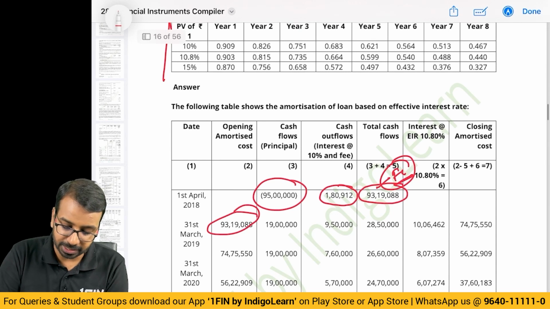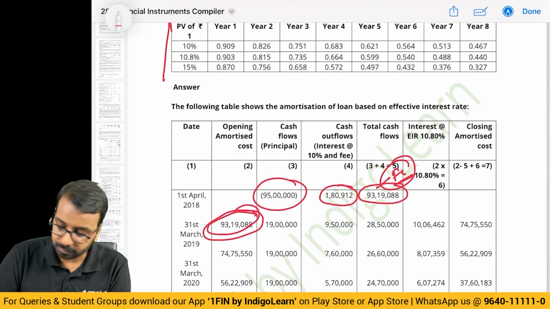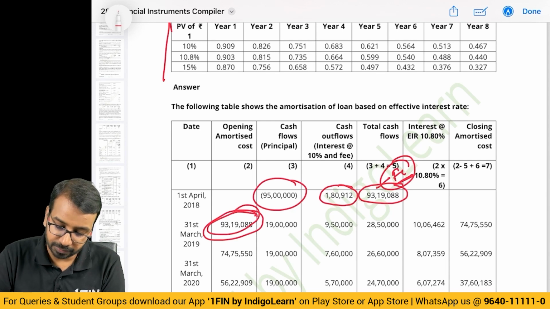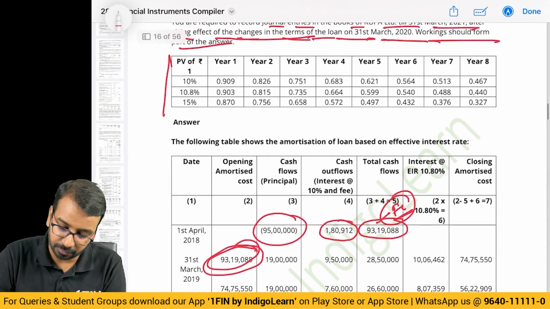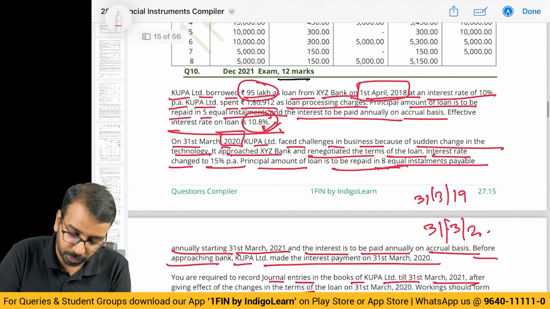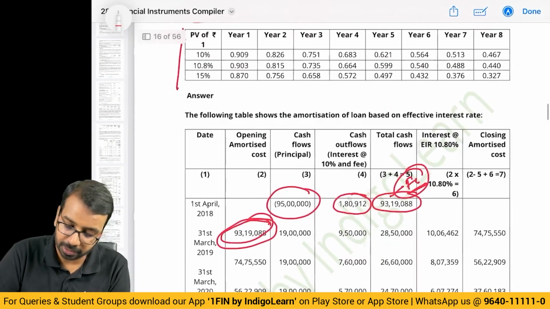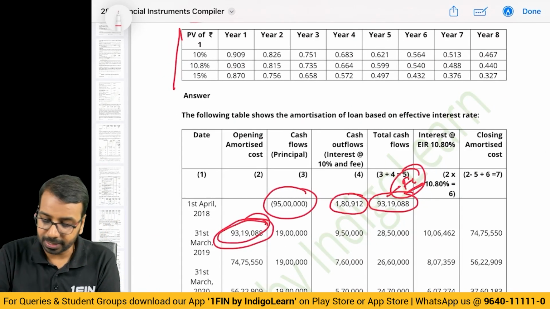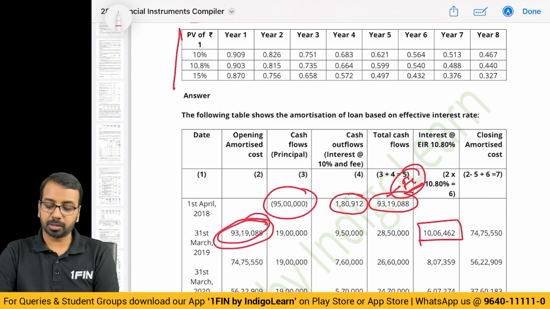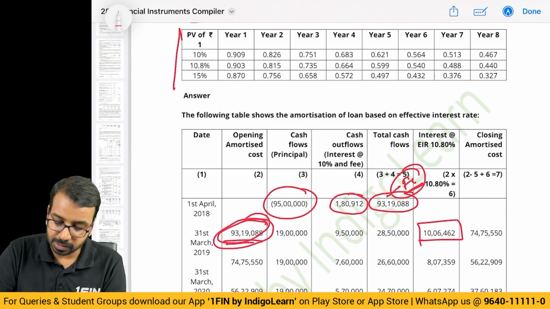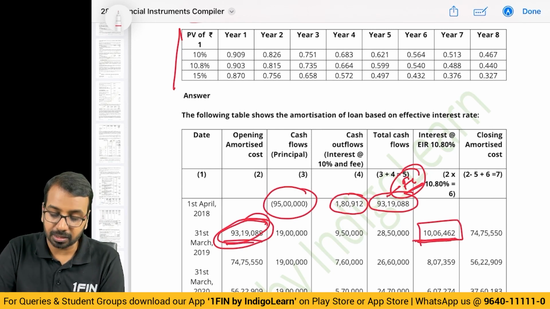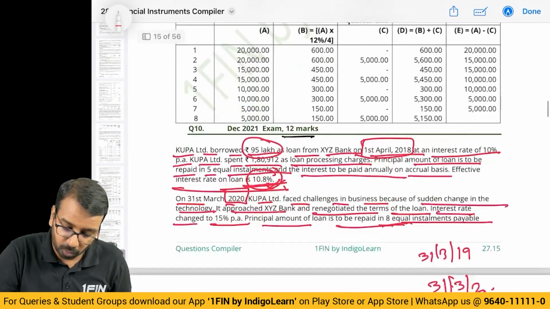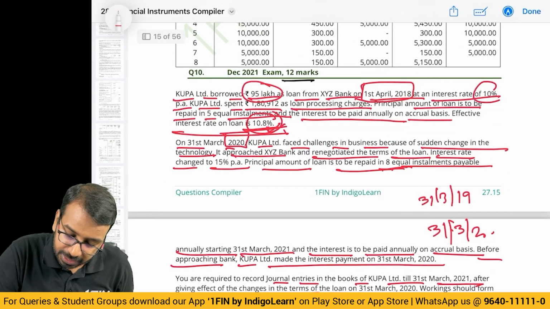Then, how much is the interest on this 93,19,088? They have said that the effective interest rate is how much? 10.8%. So we'll take 10.8% into 93,19,088. If you do, you get 10,06,462. Opening balance plus interest. Will this interest be paid? No. The interest that you will pay is the contractual interest of 10%.